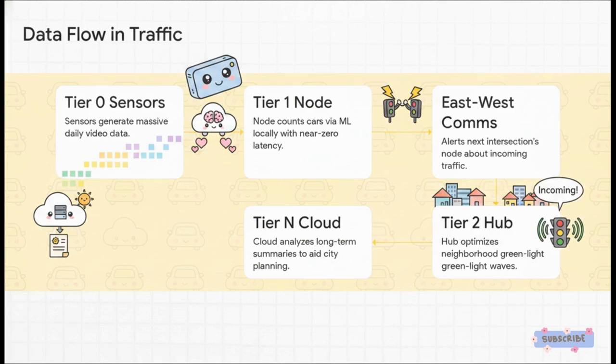Step 3. Using that lateral east-west communication we talked about, the node instantly pings the next intersection's peer node to say, hey, a massive wave of cars is heading your way. Step 4. A Tier 2 neighborhood microdata center aggregates all this metadata from multiple lights to optimize the green light waves for the entire district. And finally, Step 5. The Tier N cloud eventually receives a highly compressed, tiny daily summary so it can run long-term analytics for future city planning. See? It is just the absolute perfect partitioning of workload.